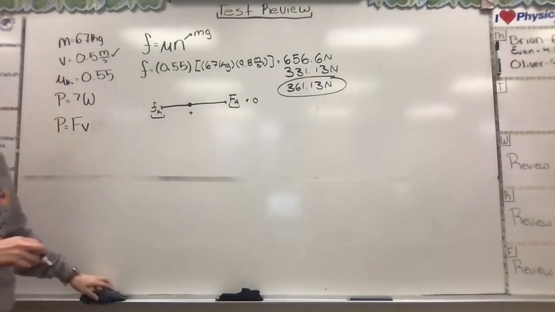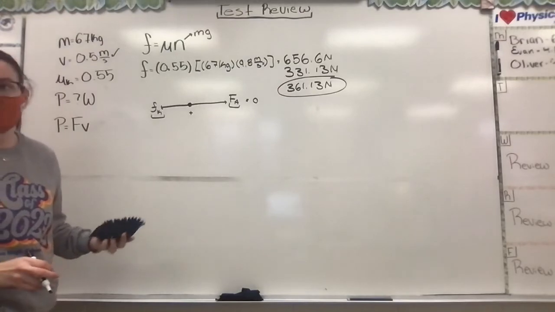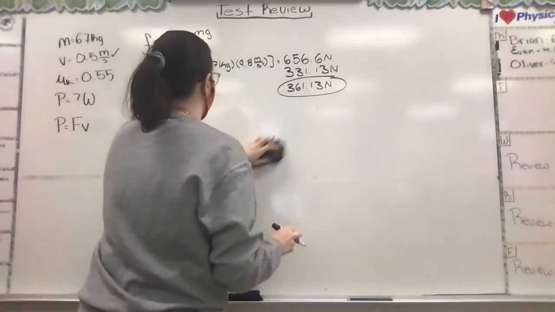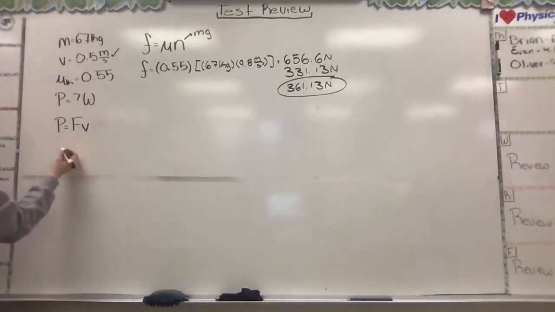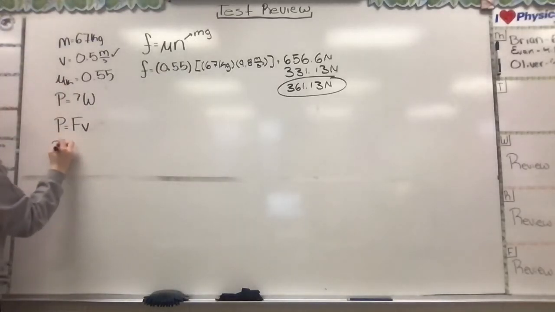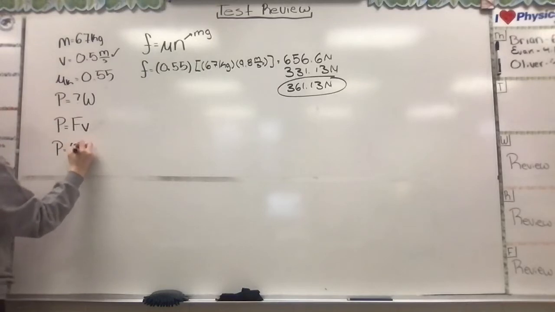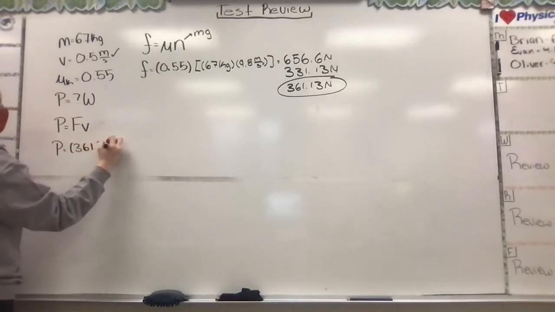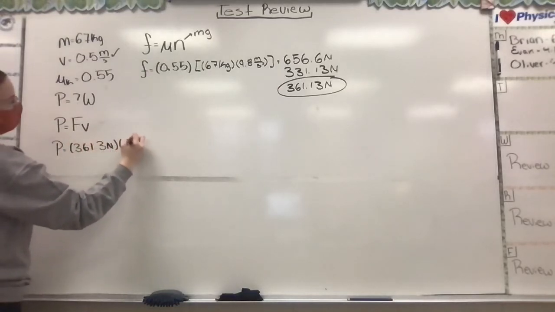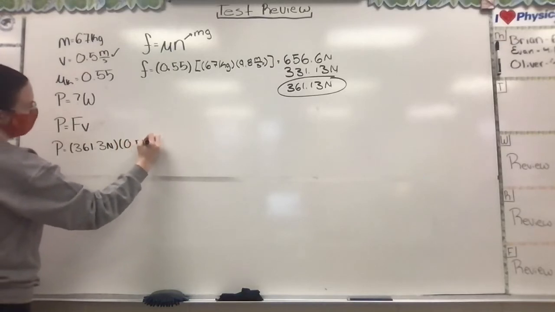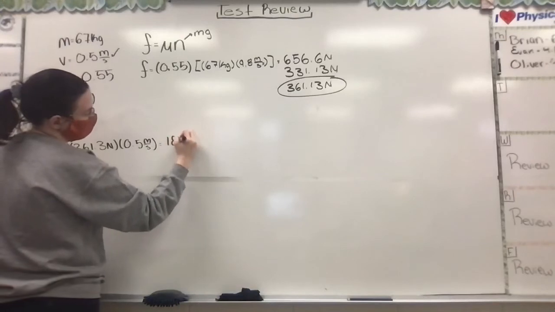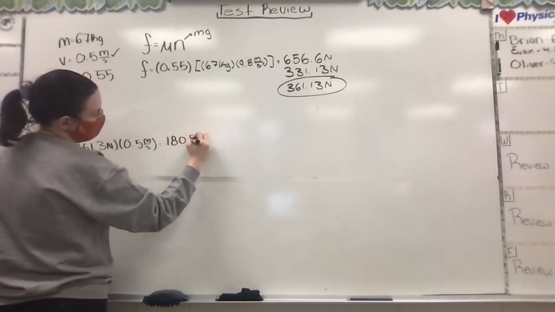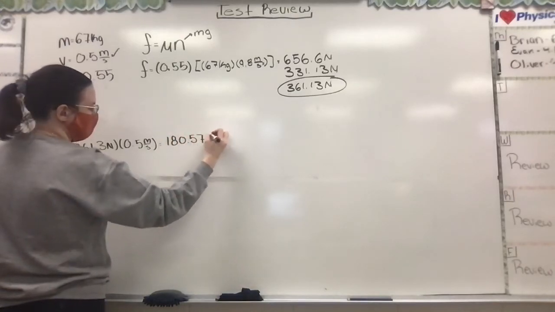So the question now is what is our power? We're going to take 361.13 newtons times 0.5. What do we get? 180.57. What are the units? Watts.